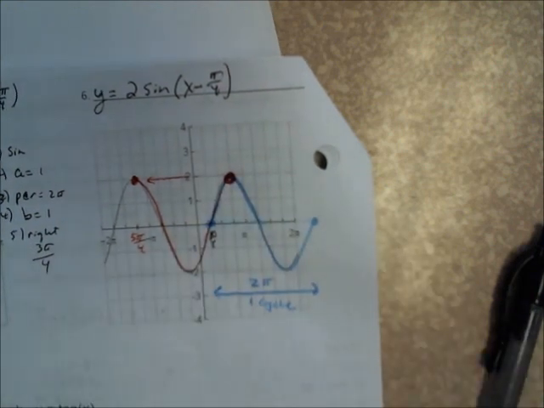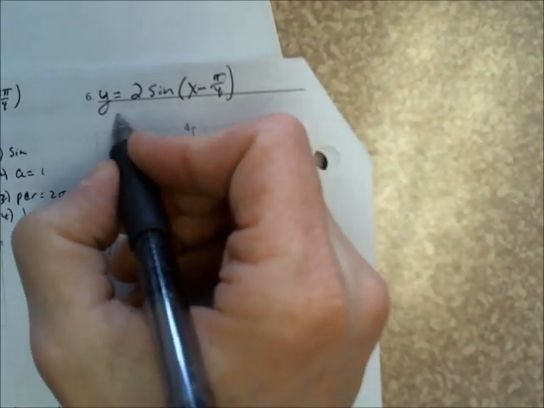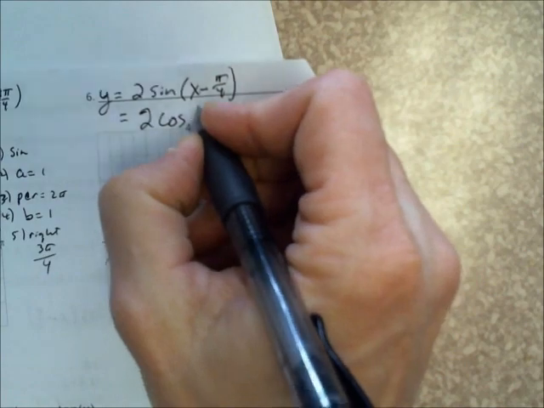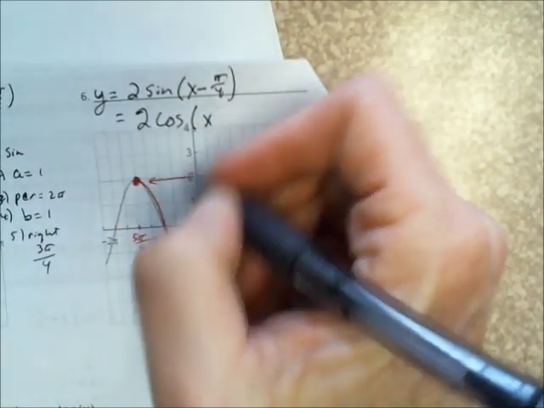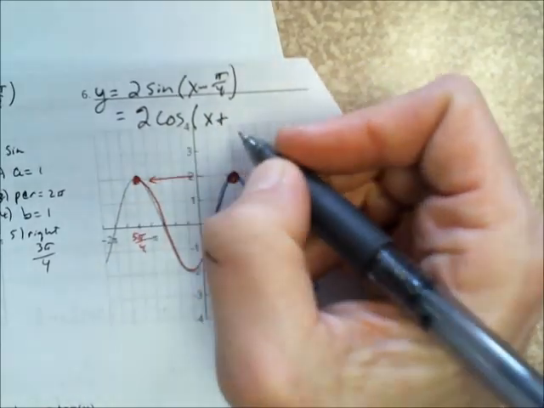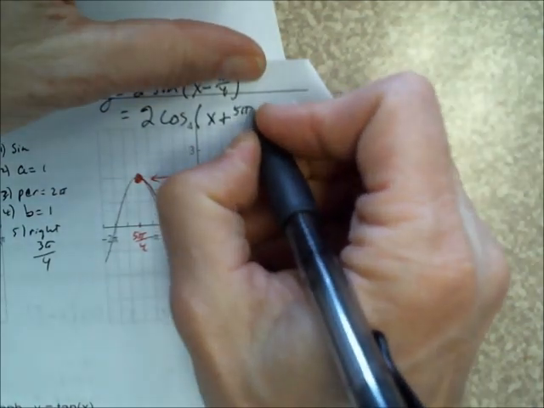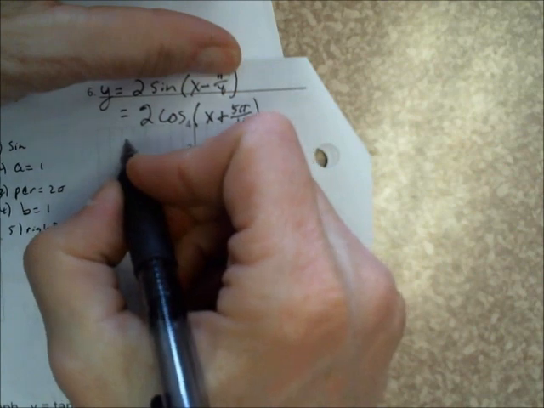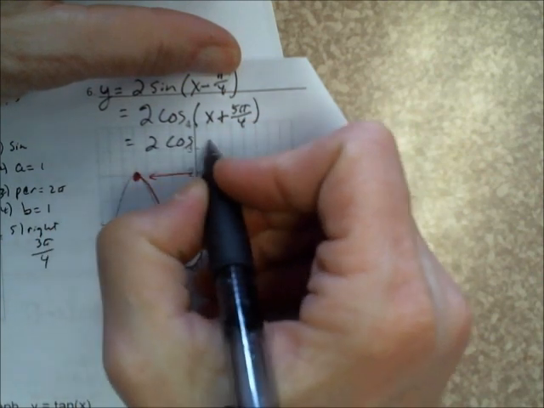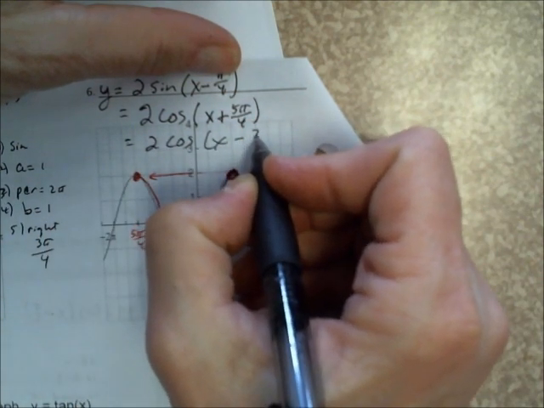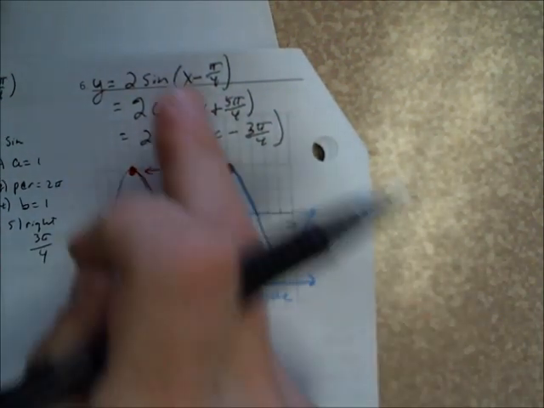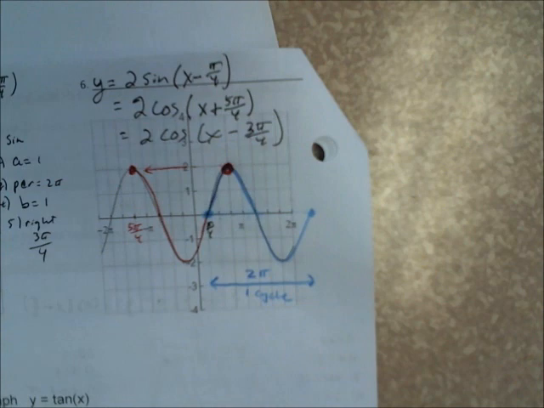It's the same thing. So our equation here would be 2 cosine parentheses x, a left shift means plus, plus 5 pi over 4. Or if you wanted to call this a right shift of 3 pi over 4, you can also write it as 2 cosine of x minus 3 pi over 4. That's one of a million different correct answers. All three of them will give you the same graph.